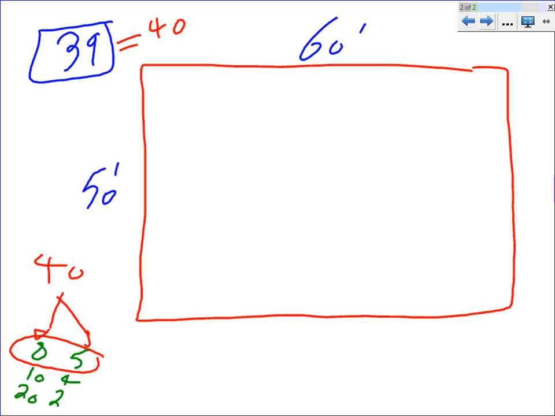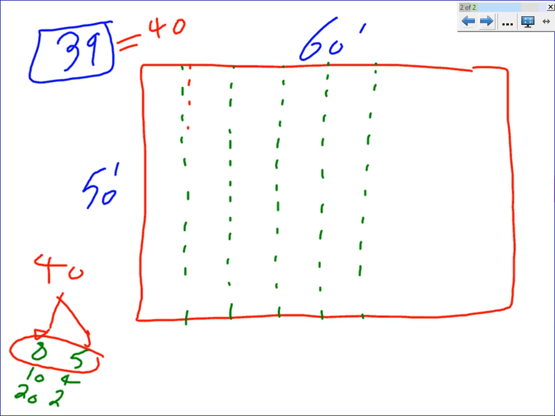Where do you think the 8 is going to be? The 8 is going to be the longest distance. So I'm going to go with 8 columns. So here's 1. I want to divide this area to 8 areas. Here's 1, 2, 3, 4, 5, 6, 7, 8.